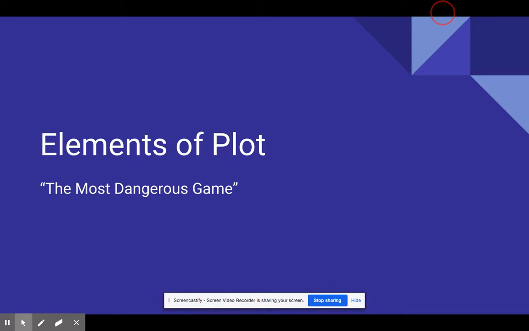Today we're going to be going over the elements of plot, and this is going to go hand in hand with The Most Dangerous Game. You were supposed to have read that on Friday, so if you have not read that yet, you're going to want to start by reading the story.